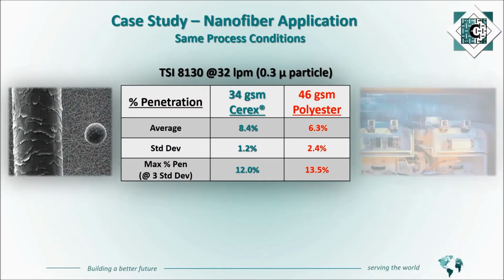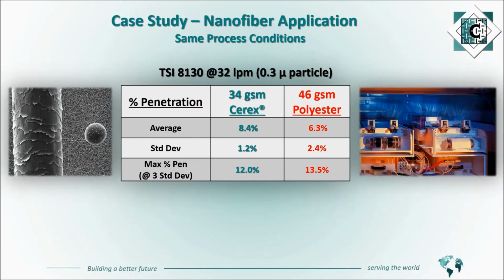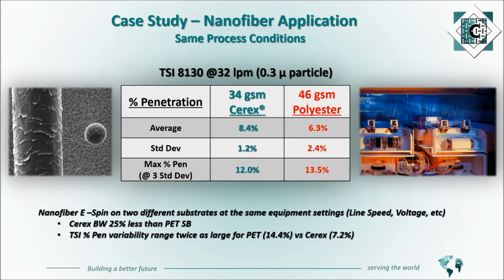So let's get into some case study applications. The first case study we'd like to talk to you about today involves a nanofiber process. This is a process that we do not have ourselves, but we were involved with. Typically, the process was set up to run a 46 gram polyester Spunbond as the substrate that the nanofiber is formed upon. Under the same machine settings, we actually came in and put a 34 gram, or 1 ounce, Cerex on there.